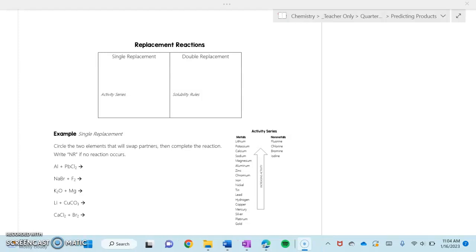All right, so this week we are going to be using the patterns that we already established for single replacement, double replacement, specifically today, but then also synthesis, decomposition, and combustion, to write the products based on the patterns that we know will happen, and a couple of tools that will tell us if the reaction will occur or not.